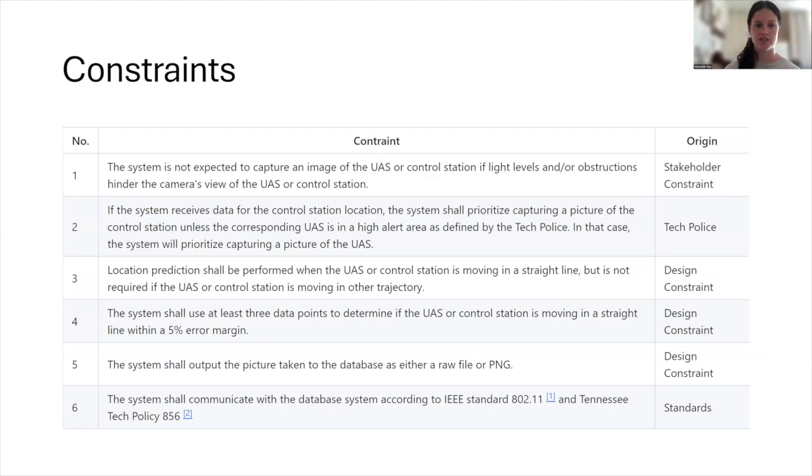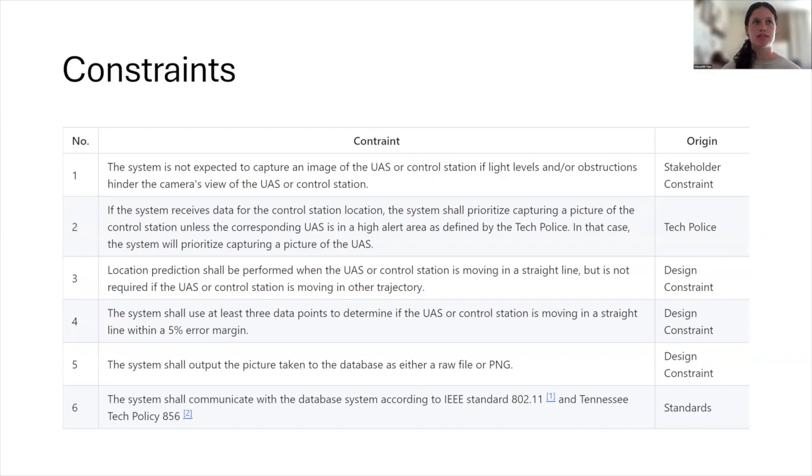The third constraint is discussing location prediction. Location prediction will be performed if the UAS or control station is moving in a straight line, but it's not required if the UAS or control station is moving in any other trajectory. Number 4 is talking about how we will determine whether or not the UAS is moving in a straight line. So 3 and 4 are intertwined in a way.